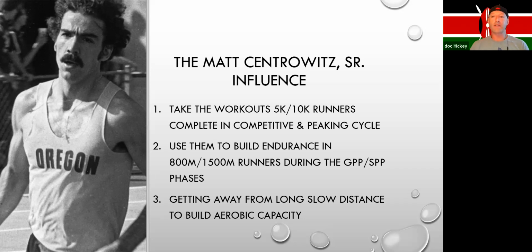One of Centro's favorite workouts, which he learned when he ran for Oregon for Bill Dellinger, is called the mile breakdown. In the mile breakdown, you run a mile, jog a quarter for a rest, run three-quarters of a mile, jog a quarter for a rest, run a half mile, jog a quarter mile for a rest, and then run a quarter mile and then go cool down.